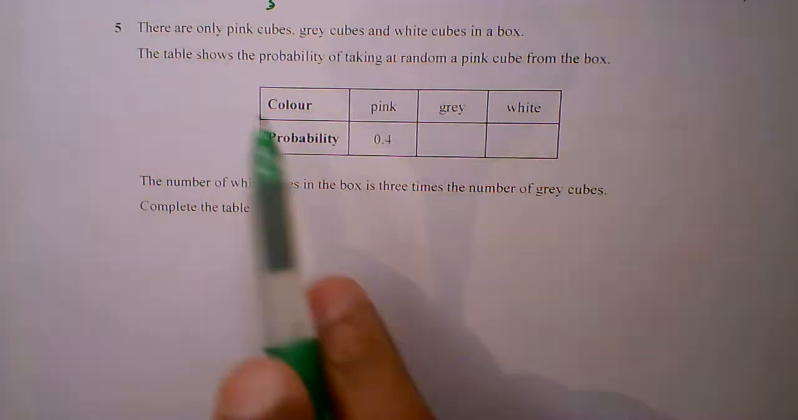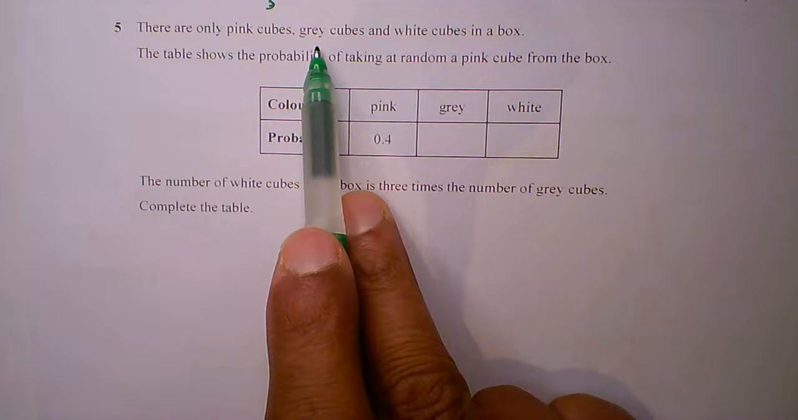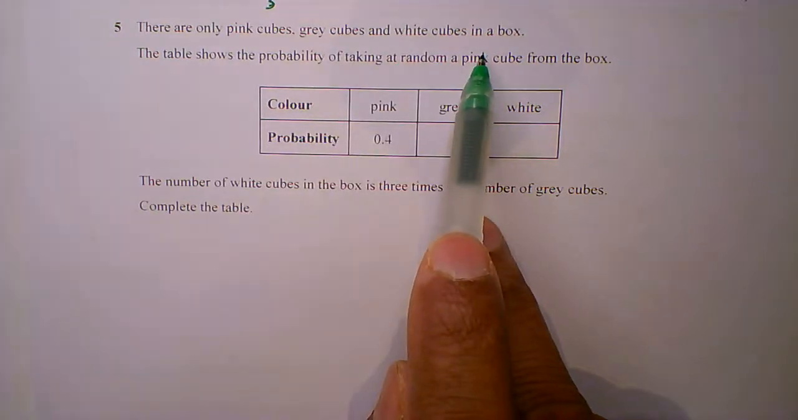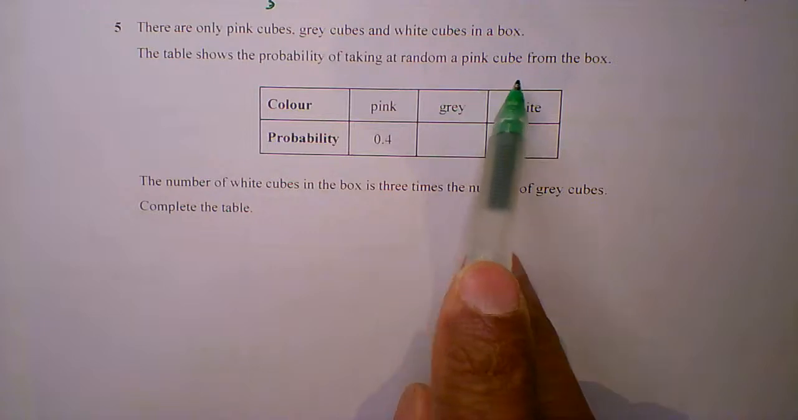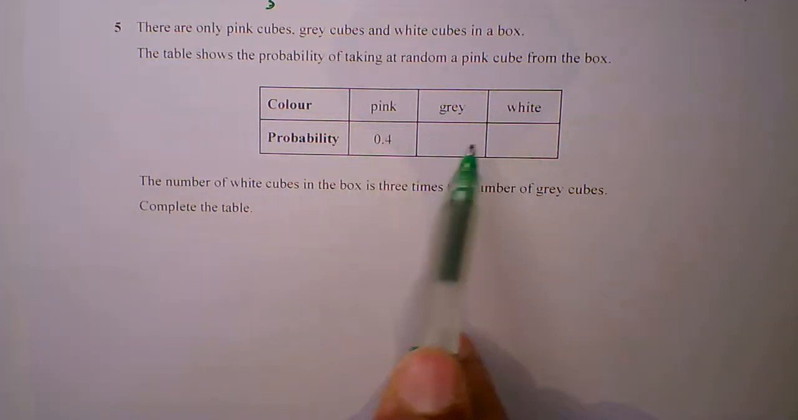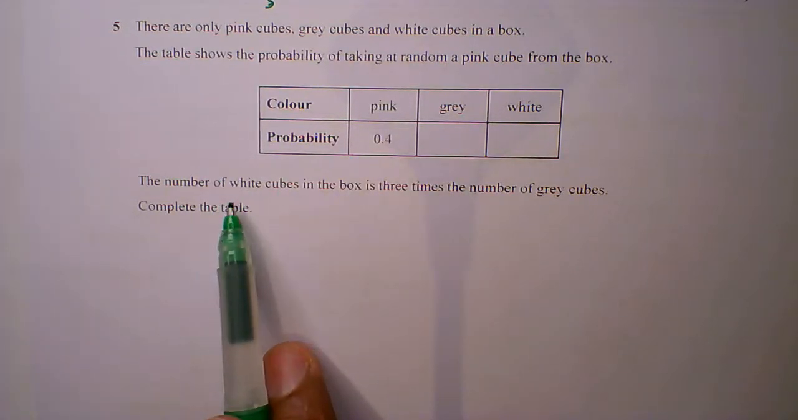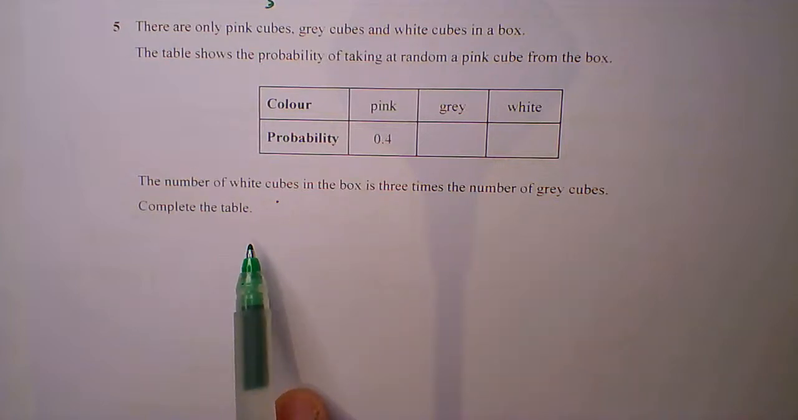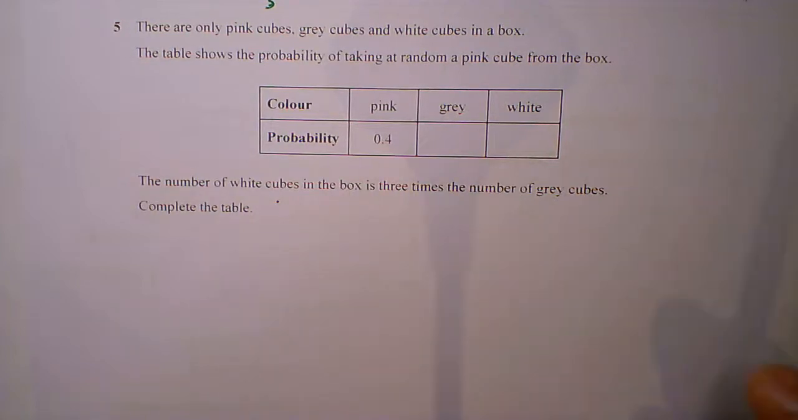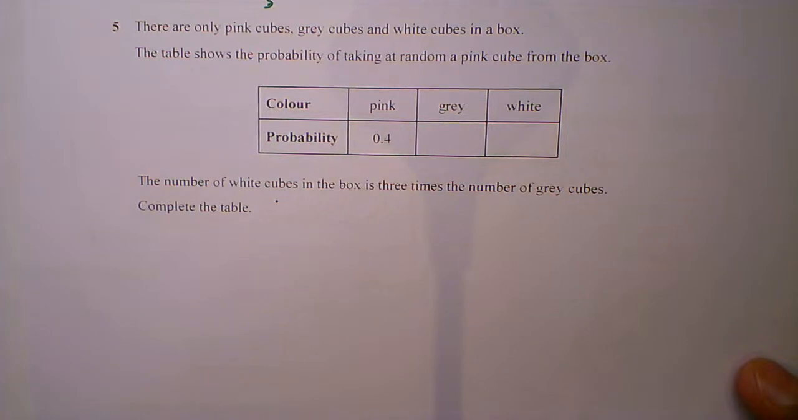Question 5. There are only pink cubes, grey cubes, and white cubes in a box. The table shows the probability of taking at random a pink cube from the box. So you've got pink and you've got blanks here. The number of white cubes in the box is 3 times the number of grey cubes. Complete the table. So what are we doing here? How do I solve this?